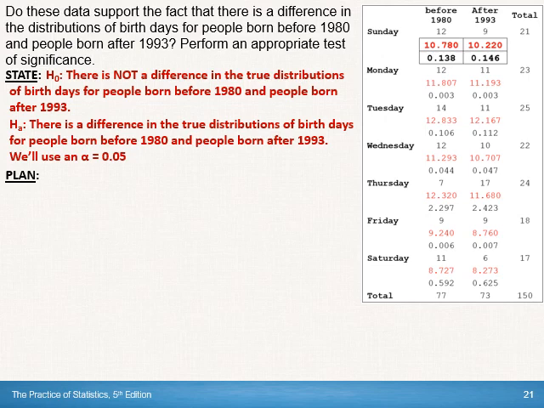Here, the null hypothesis is that there is no difference in the true distribution of birthdays for people born before 1980 and people born after 1993. The alternative hypothesis is just that there is a difference. And then, of course, we'll state our alpha level as well. Okay, so plan. The inference procedure we're going to use here is the chi-squared test for goodness of fit. Sorry, not for goodness of fit, for homogeneity. And then check your three conditions as well.